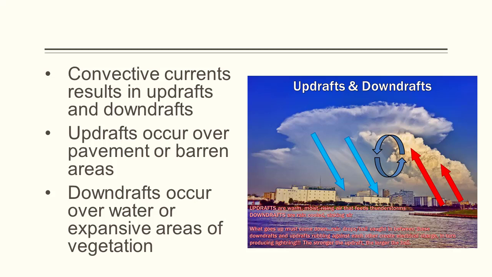These downdrafts originating at high levels contain cold, dense air that spreads out at the ground as a cold air wedge. The sharp changes in wind direction associated with downdrafts near the ground are a threat to aircraft during landing and takeoff. Intense downdrafts are called downburst or microburst.